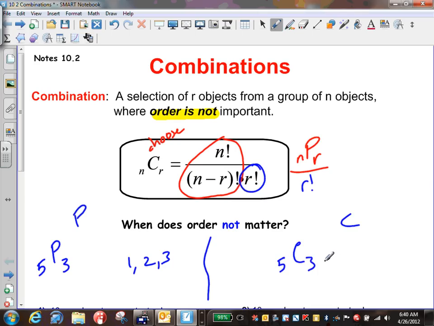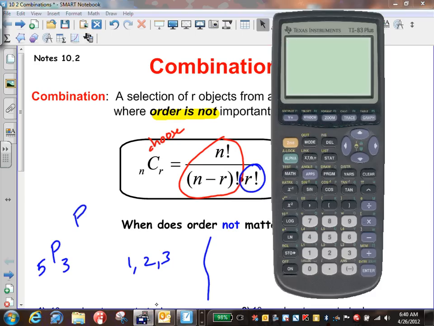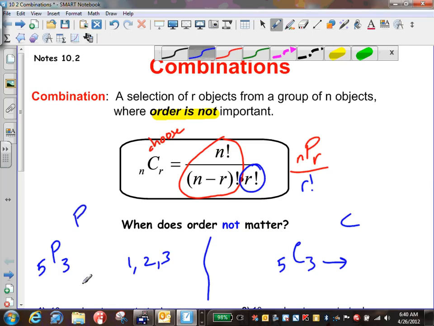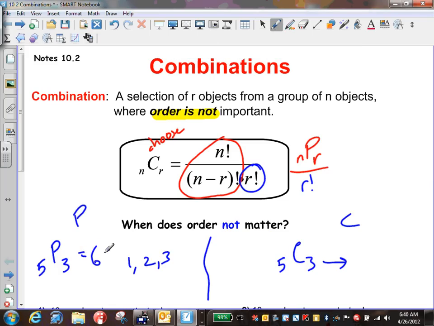And really what it is, you start with 5 pick 3. So again, let's figure out what that number is here. So I go to my calculator and I go 5, math, go over to probability, 3. And there's 60 ways for this to happen. Okay, so let's go ahead and write that down. So 60 ways for that to happen.